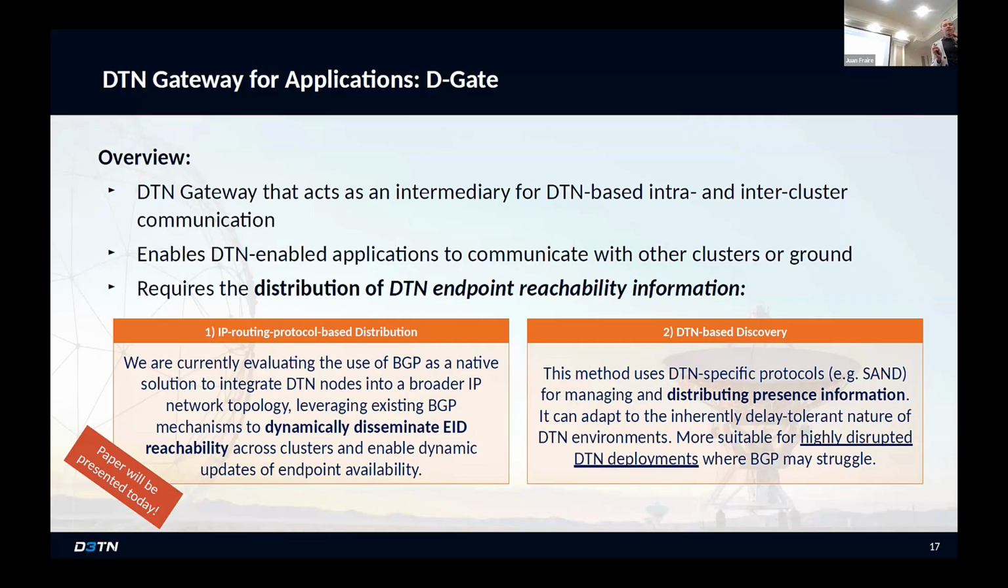Specifically, we want to take a look at DTN discovery protocols. For example, the SAND neighbor discovery protocol is currently an IETF draft specification.